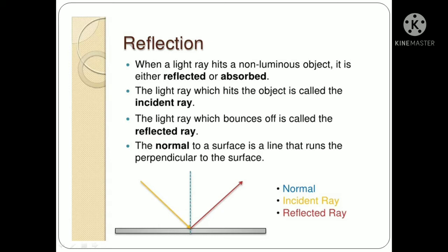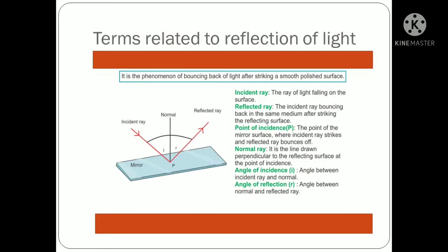For that reason normal is drawn. So now we'll study some terms. Let's see terms related to the reflection of light. It is a phenomenon of bouncing back of light after striking a smooth polished surface.